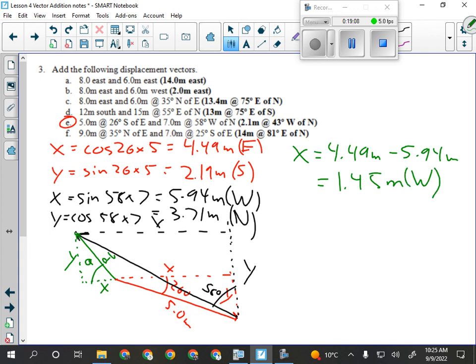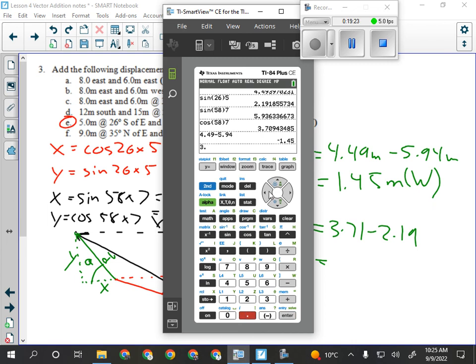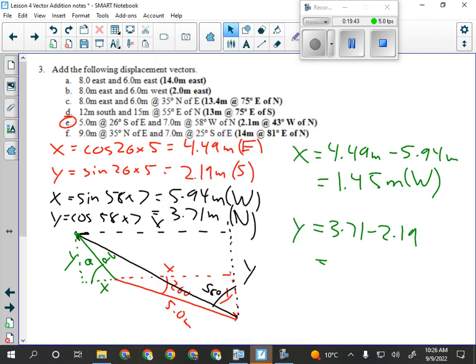And when I do that for y, I'm going to take my north, which is bigger, minus my south. So 3.71 minus 2.19. I should have done that with the other one, but I was being too fast. So 1.52 for that one, and that'll be north.